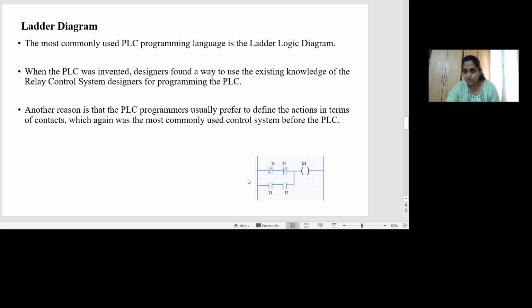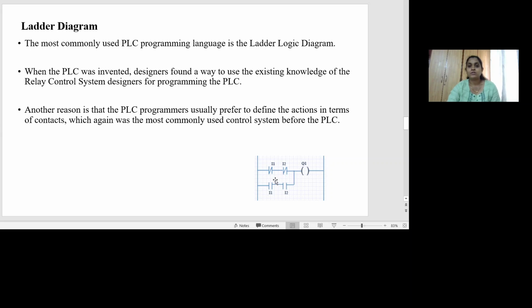We have two vertical lines which are called the power rails, and we have horizontal lines. Those are called rungs. These rungs contain the switches, mechanical relays, and then the output elements, whereas the rails carry the power.